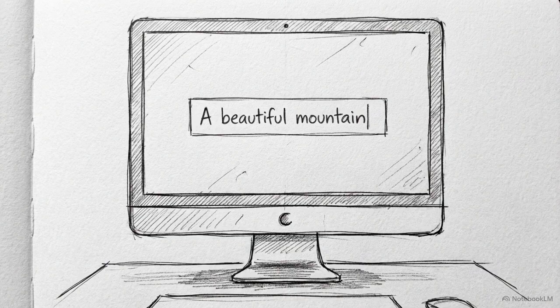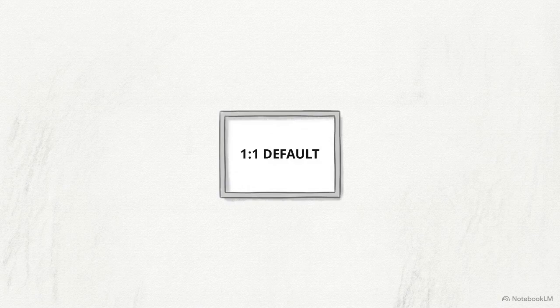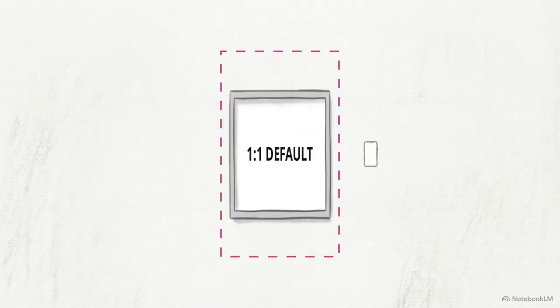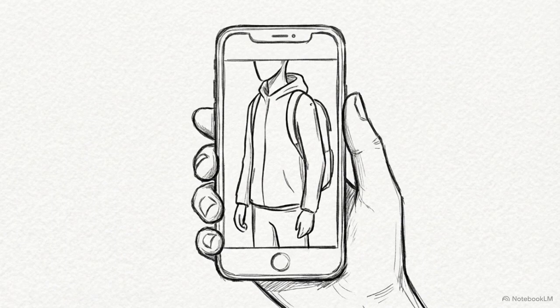When you type a basic prompt into an image generator, you surrender all the framing decisions to the software. The AI defaults to a square box. If you try to take that square and force it onto a platform like TikTok or an ultra-wide monitor, the automatic cropping often cuts off the most important parts of your image.